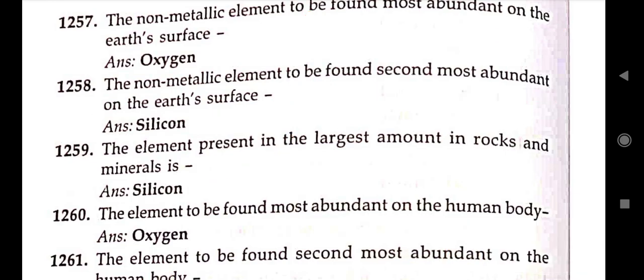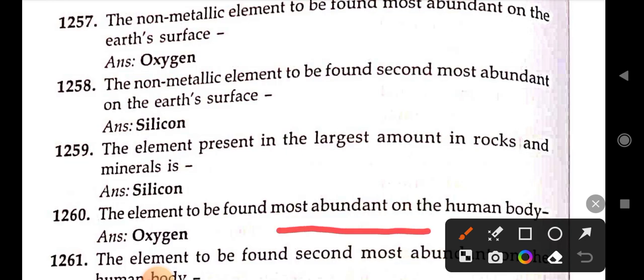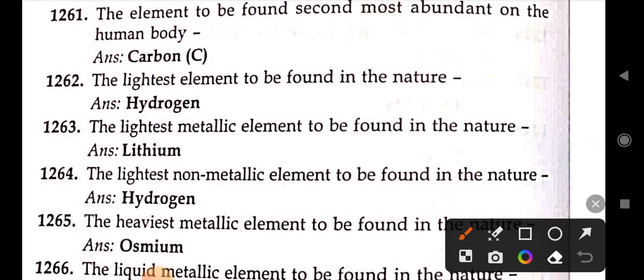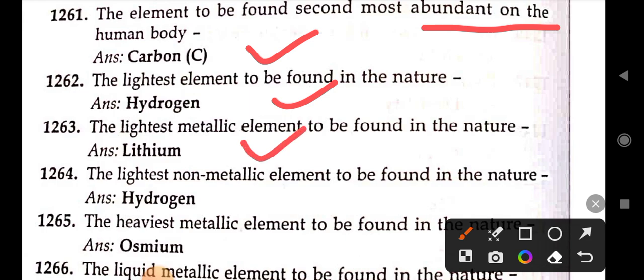Next, the element found most abundant in the human body, oxygen. Next, the element found second most abundant in the human body, carbon, C. Lightest element found in nature, hydrogen. The lightest metallic element found in nature, lithium. Lightest non-metallic element found in nature, hydrogen. Heaviest metallic element found in nature, osmium.